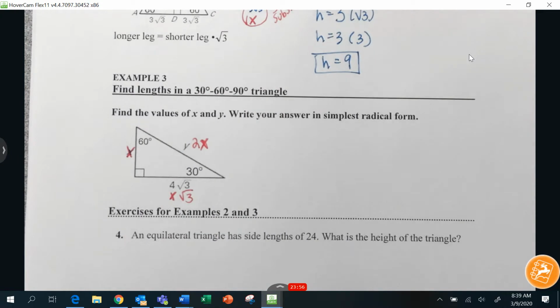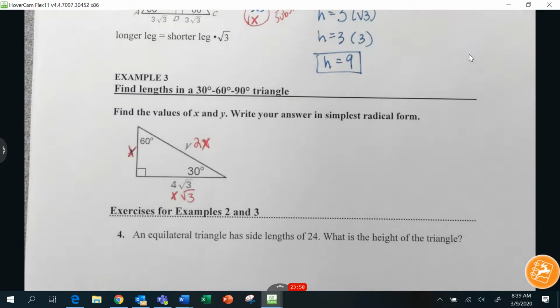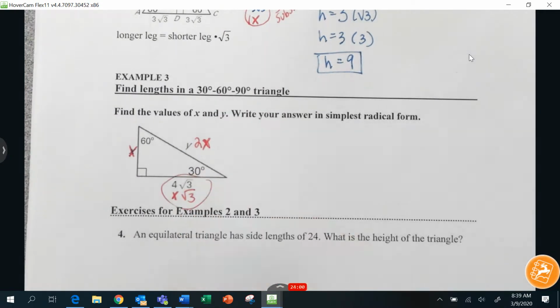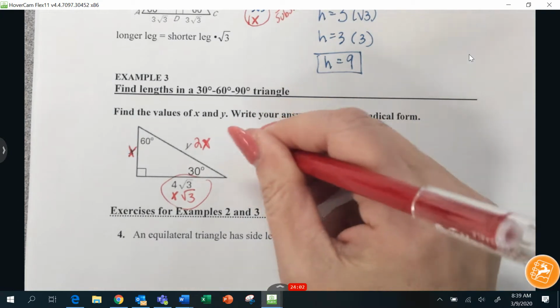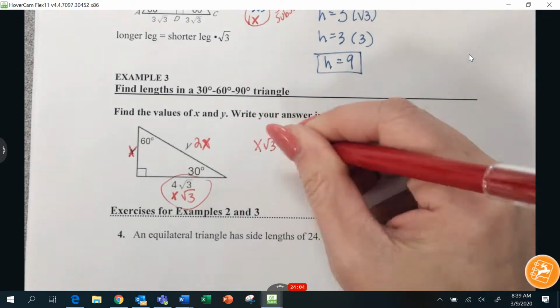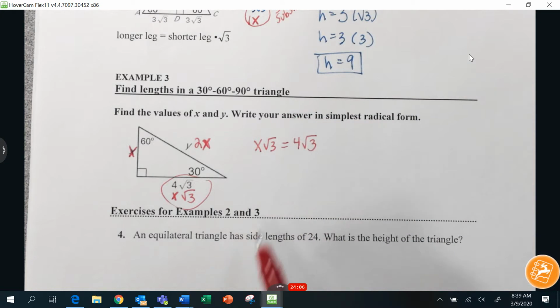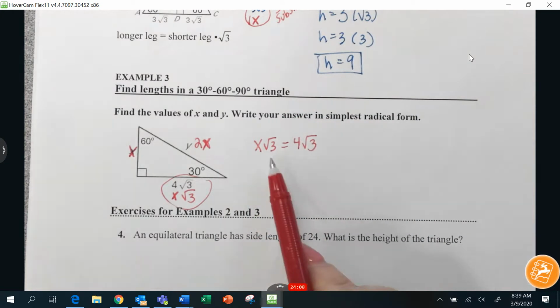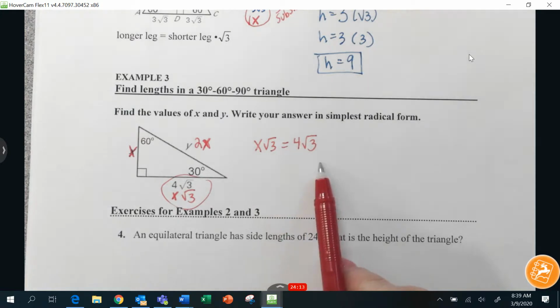Now I look at these 3 sides. There's only one side that I have revealed to me. It's this one right here. I know the x square root 3 side is equal to 4 square root 3. I'm saying it out loud and I'm writing down in math what I said. I know the x square root 3 side equals 4 square root 3.